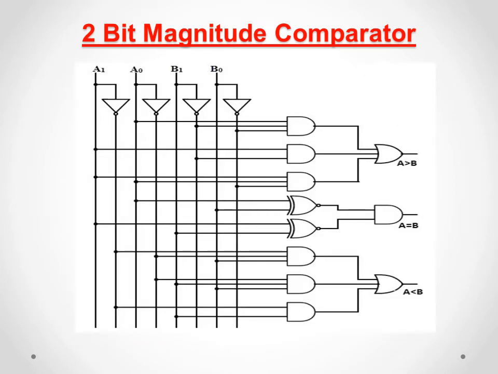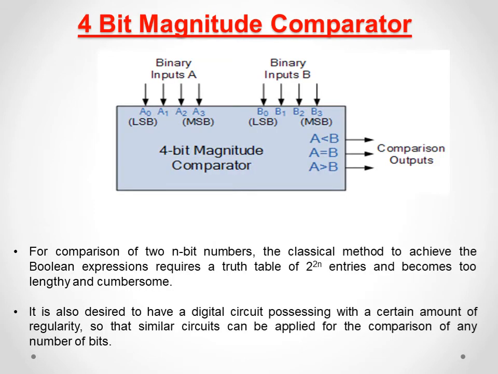Now this is the logic diagram for the logical expressions: A greater than B, A equal to B, and A less than B. Now the 4-bit magnitude comparator: here two 4-bit numbers are compared. The two 4-bit numbers are binary input A and binary input B. The first 4-bit number is A0, A1, A2, A3 and the second input is B0, B1, B2, B3. And the outputs are A less than B, A equal to B, A greater than B.